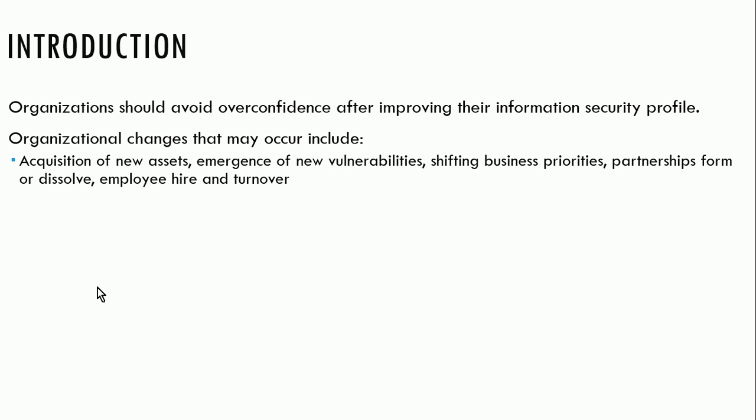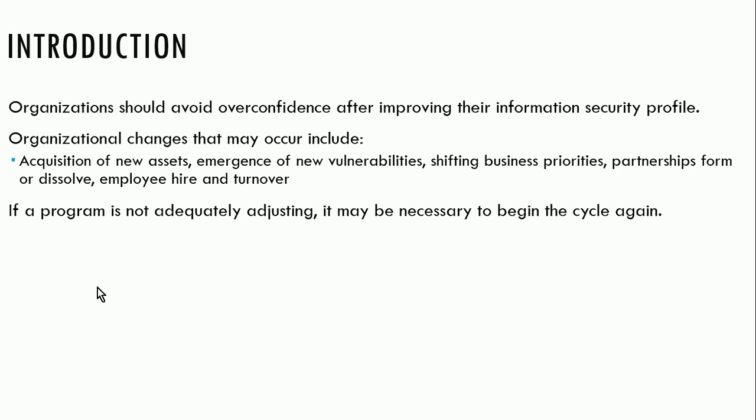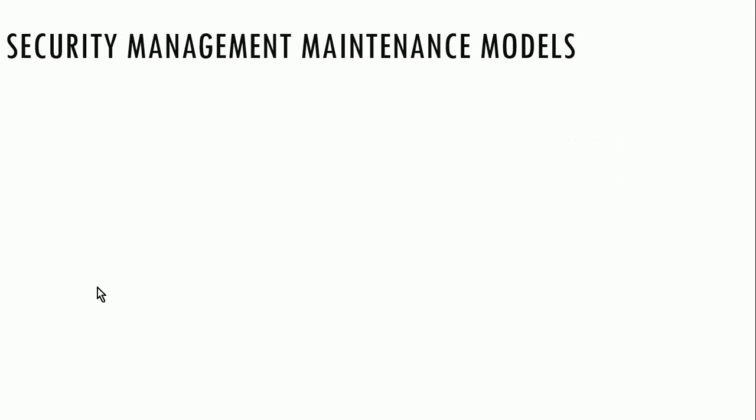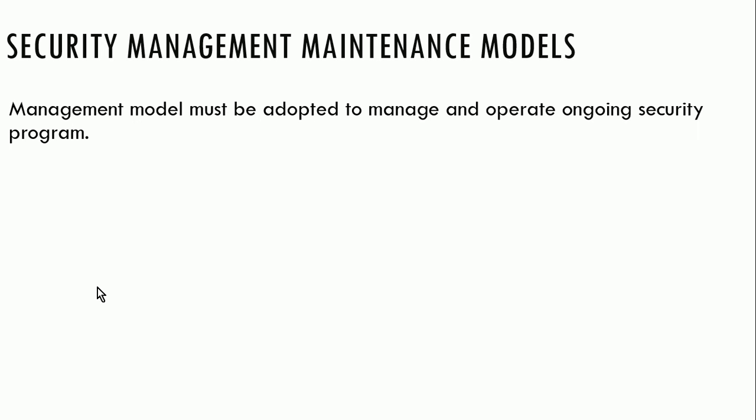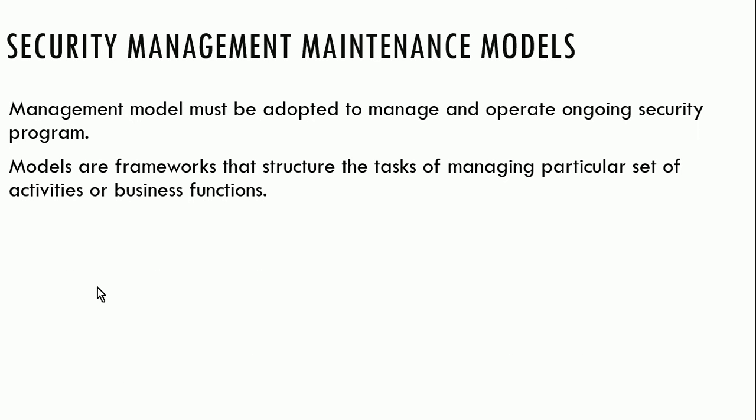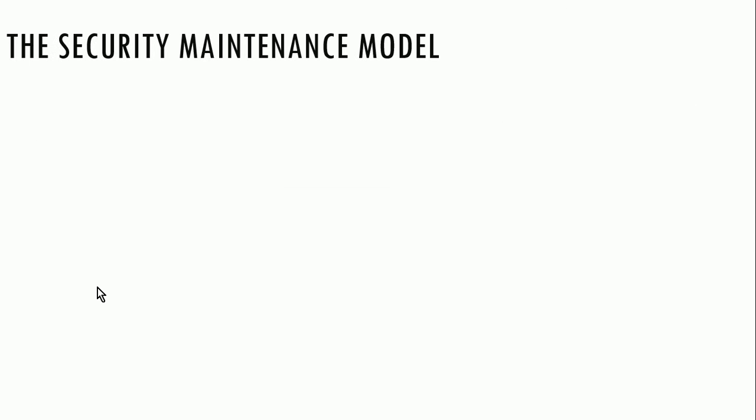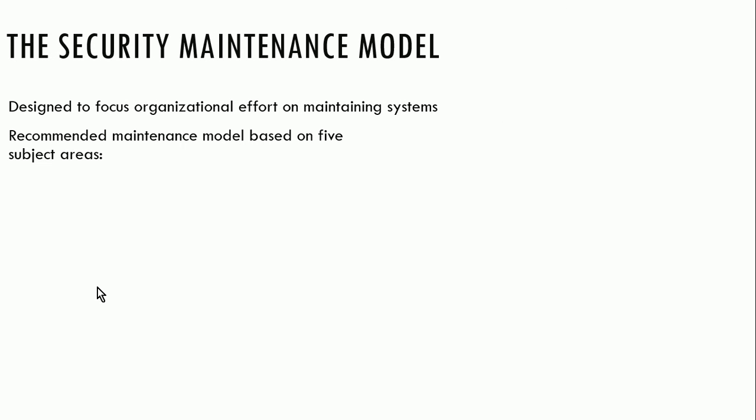So change, of course, is good, which we just talked about in the previous slide deck. And now we're going to talk about reasons that we need to monitor what we have and make sure we're constantly shifting our needs to improve our infrastructure. So there are security management maintenance models that can be adopted to manage change in the operation of an ongoing security program. Models are frameworks that structure the tasks of managing a particular set of activities or business functions. So they're designed to focus organizational effort on maintaining systems.